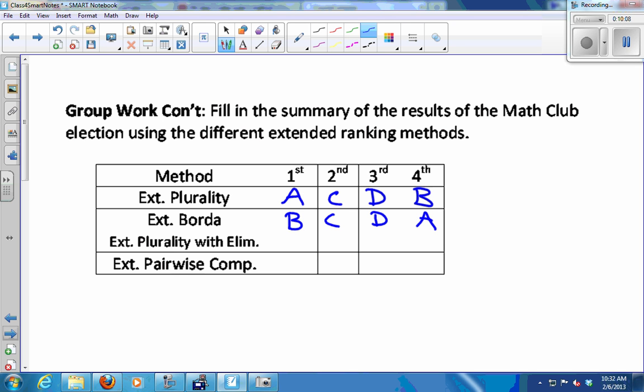That's quite a stark difference. C and D both got second and third in both of them, but A and B flip-flopped from first and last to last and first. It's kind of crazy.